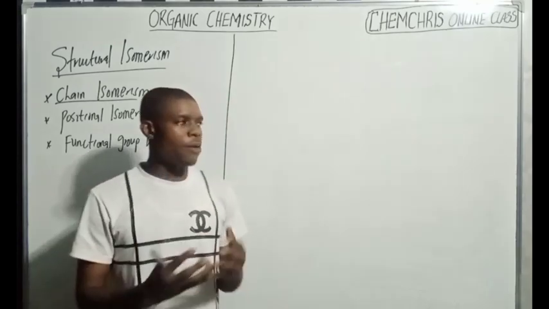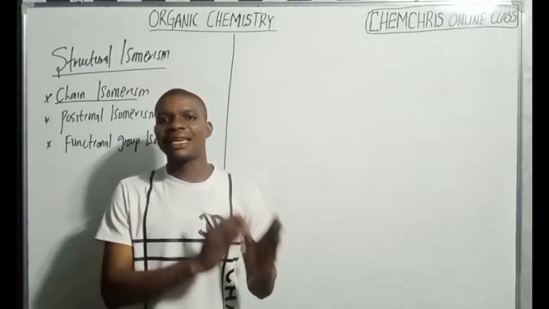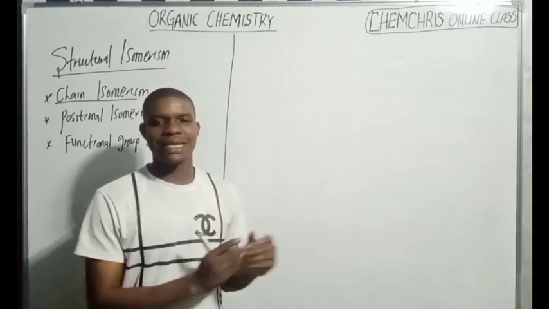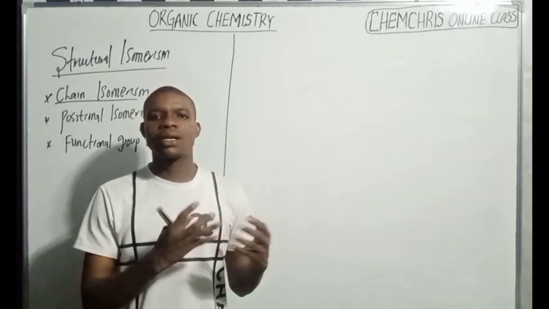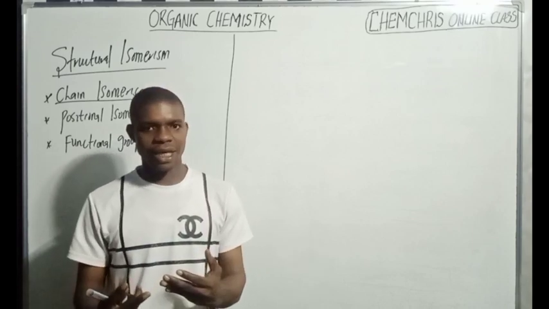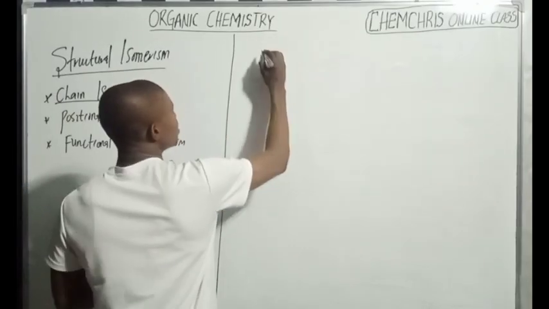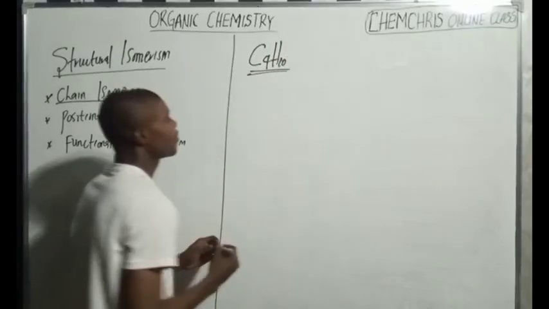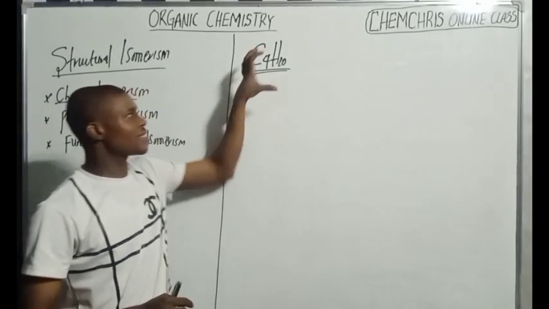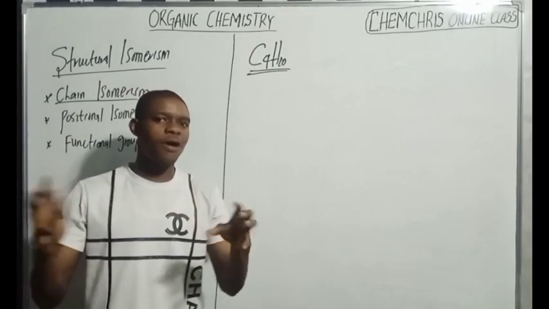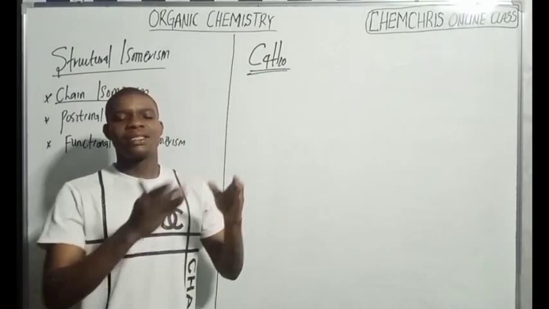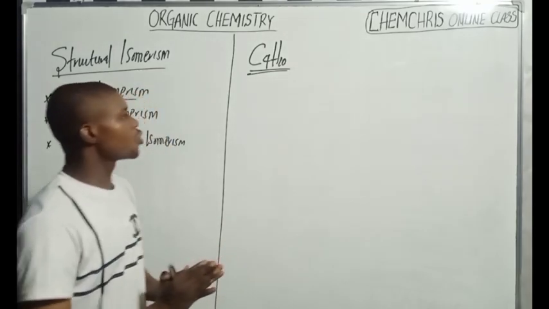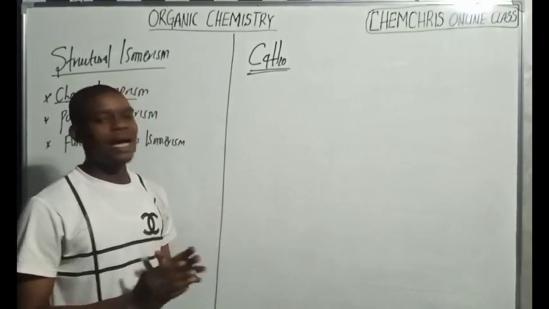And for most of this, I want to look at the alkanes. Do you understand? Because alkanes have no functional group. It starts with carbon 4, which is called butane. If you look at this one here, C4H10, it means that these compounds have 4 carbon atoms and 10 hydrogen atoms. Do you understand? So let's take the first one.